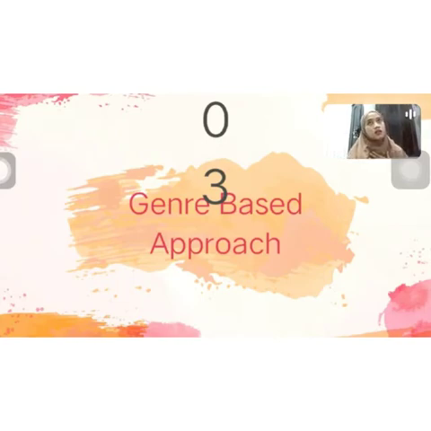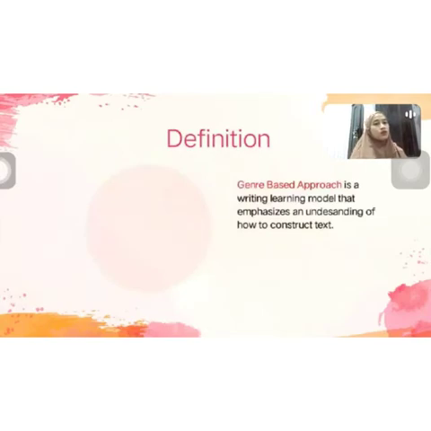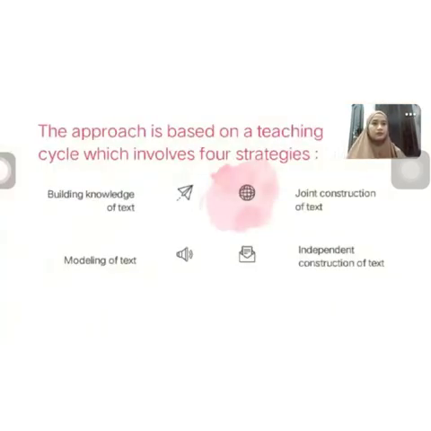I'm going to explain about genre-based approach. And now, we will discuss the definition of genre-based approach. Genre-based approach is a writing learning model that emphasizes an understanding of how to construct text. Next, the approach is based on a teaching cycle which involves 4 strategies.